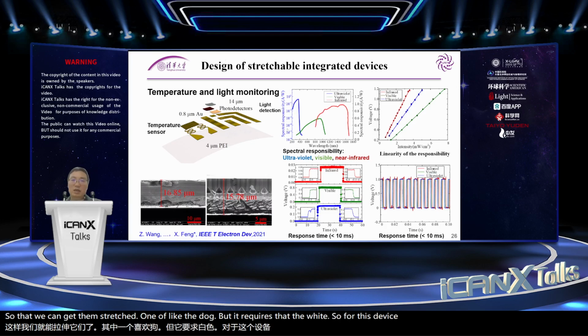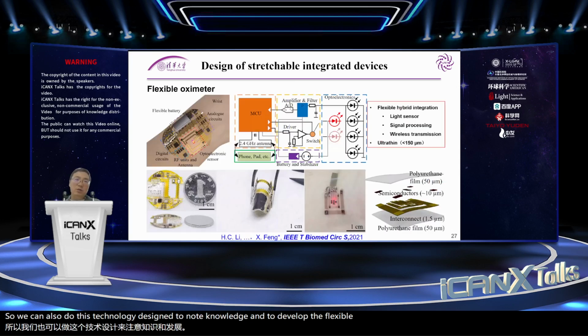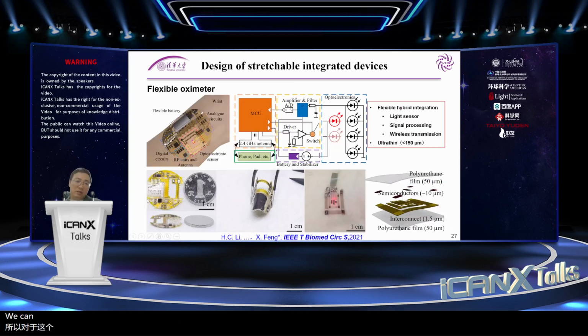For this device, we can detect wideband light, from violet through visible light to the near infrared. We can also use this design technology to develop a flexible oximeter. For this, we can develop a soft photodetector, just like this, and we also develop flexible circuits. These circuits can process the signal and then wirelessly transmit the data to our cell phone.